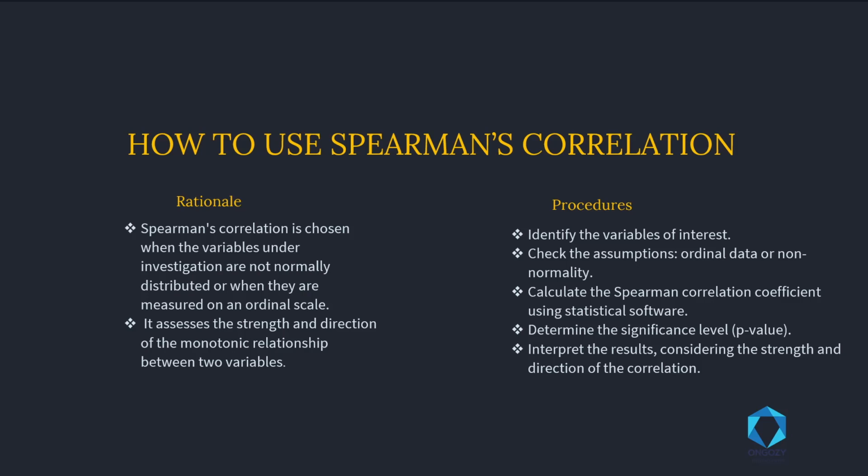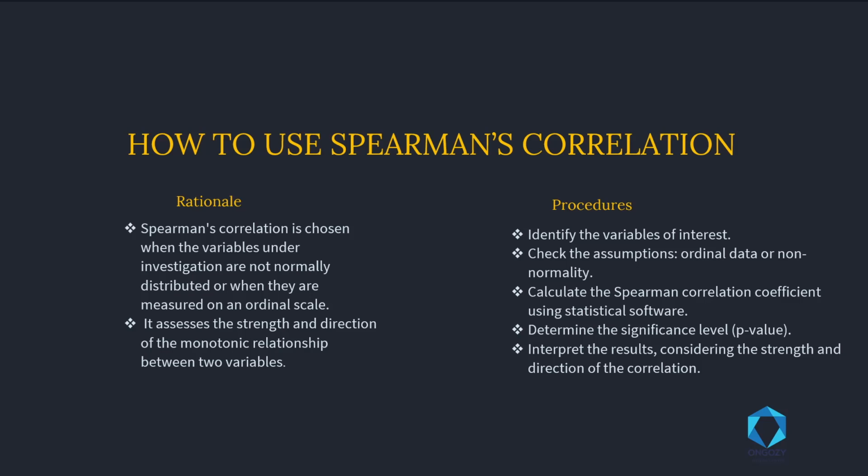So how do you use Spearman's correlation? The rationale: how do you go about using this thing? Let's look at the rationale. Number 1, Spearman correlation is chosen when the variables under investigation are not normally distributed or when they are measured on an ordinal scale. Number 2, Spearman's correlation assesses the strength and direction of monotonic relationship between variables.